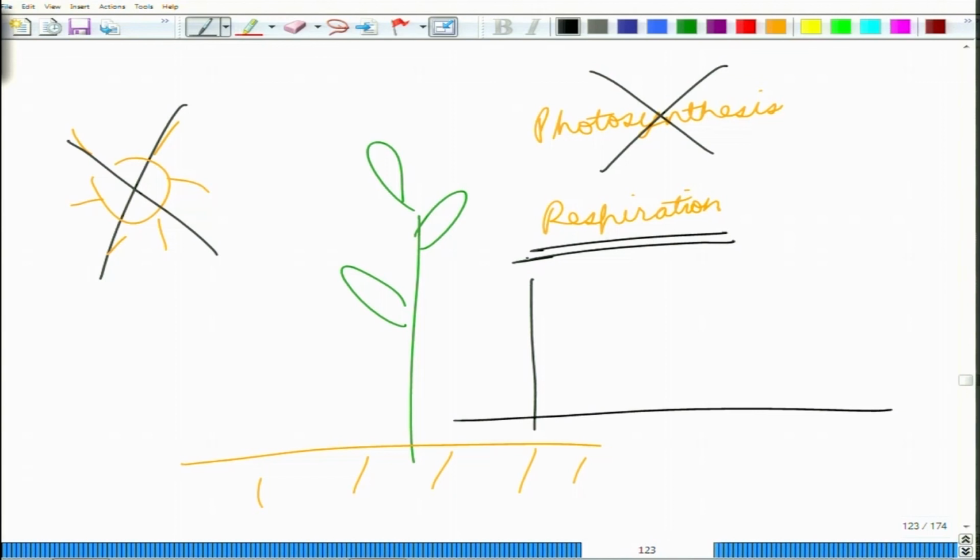Now, if we look at the amount of carbon, or the amount of carbon dioxide, that is getting fixed, we will find that in the case of respiration you will have a constant amount. So, this is fixed or released.